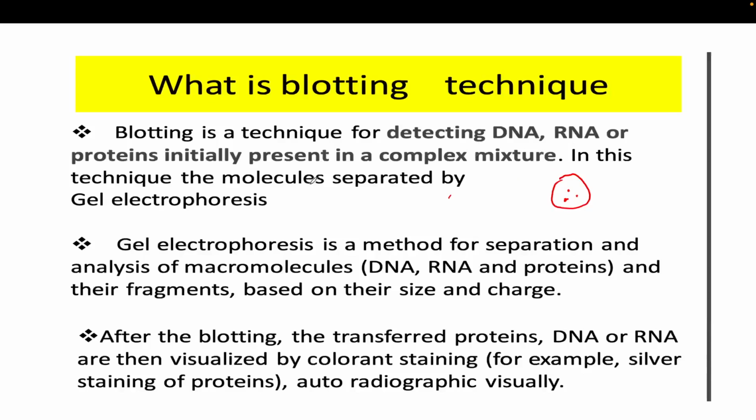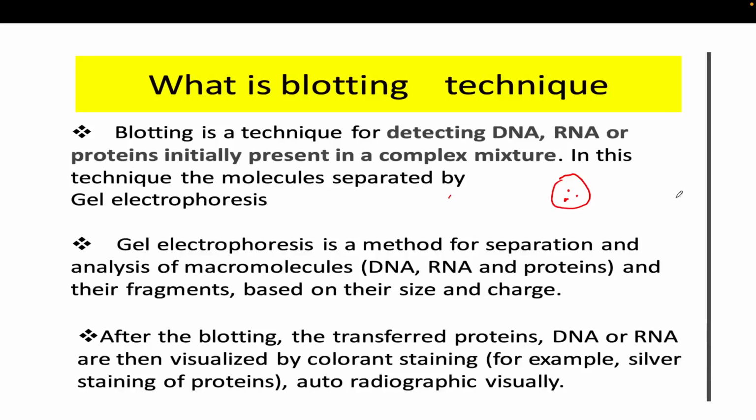Okay, and in this, the molecules are separated by gel electrophoresis. So if you want to identify DNA or RNA, then you have to run agarose gel electrophoresis, and if you want to identify protein sequences, then you have to do SDS-PAGE, polyacrylamide gel electrophoresis. This gel electrophoresis is a method for separation and analysis of macromolecules, either DNA, RNA or protein, and their fragments, based on size and charge.